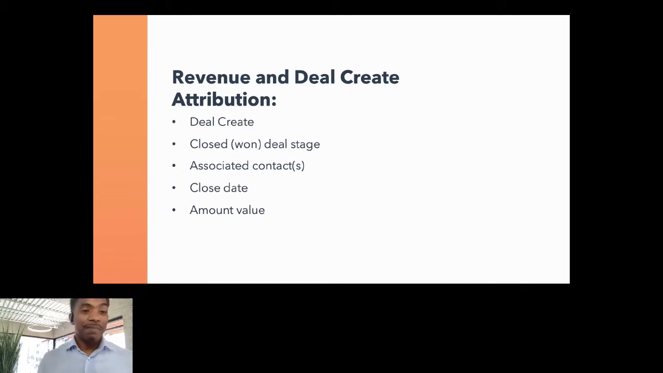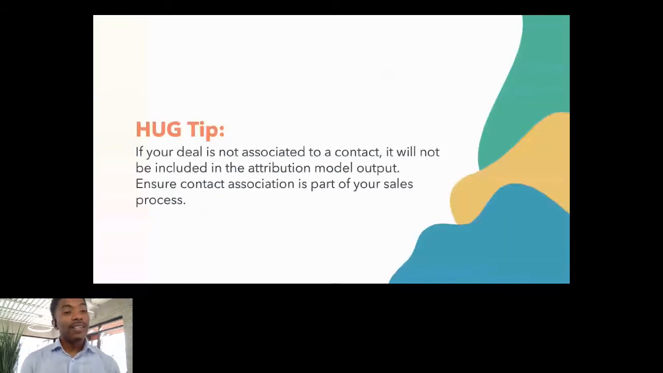In terms of a HUG tip, right? So this is the HubSpot user group. So a HUG tip is that if your deal is not associated to the contact, just know that it won't be included in the attribution model output.